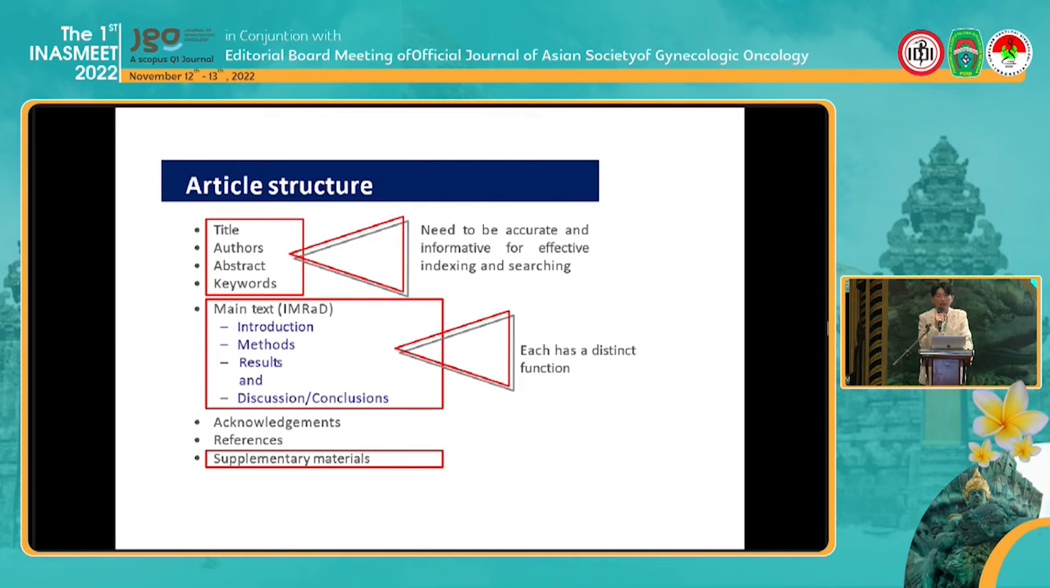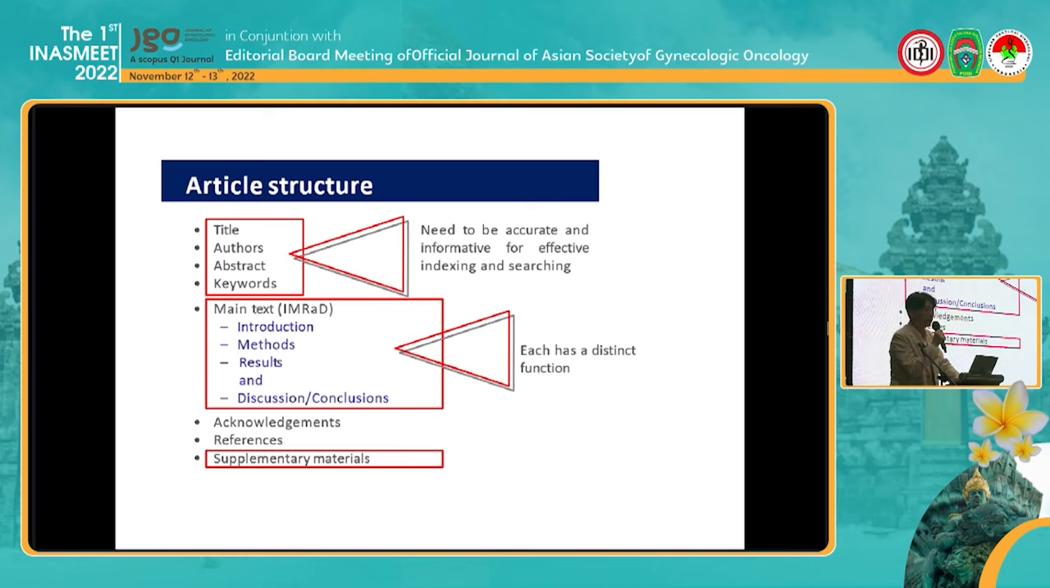Usually, the article structure includes the title, authors, abstract, keywords, and the main manuscript, which includes the main text consisting of the introduction, methods, results, and discussion, and then acknowledgements, references, and supplementary materials. The first four items, from the title to the keywords, need to be accurate and informative for effective indexing and searching as an initial step. And the manuscript sections each have a distinct function as the IMRAD sections.